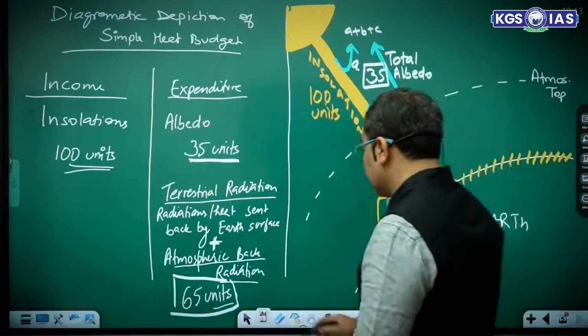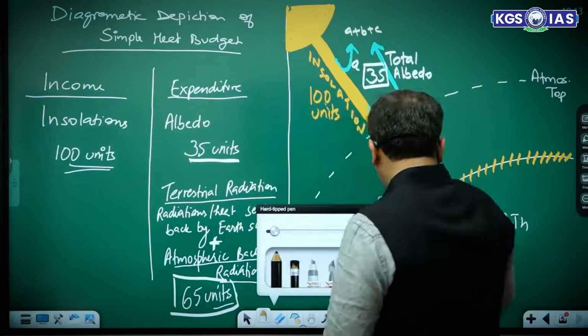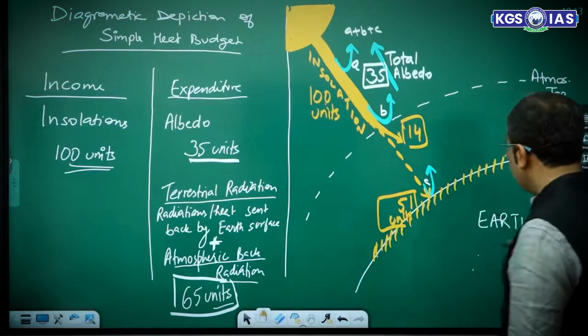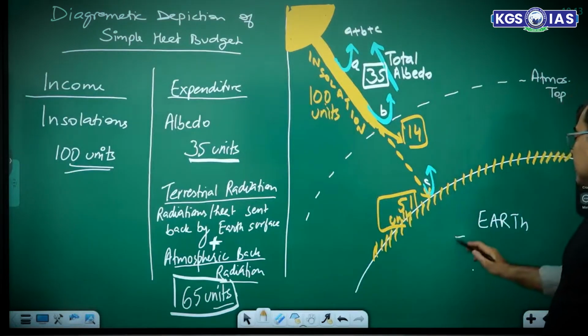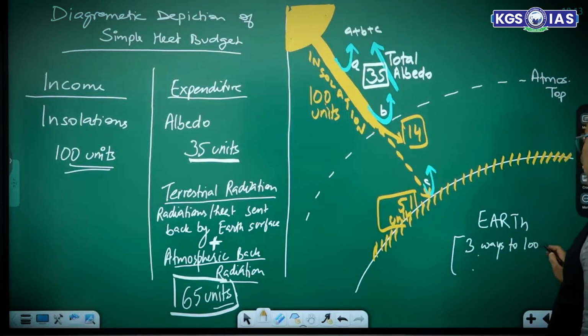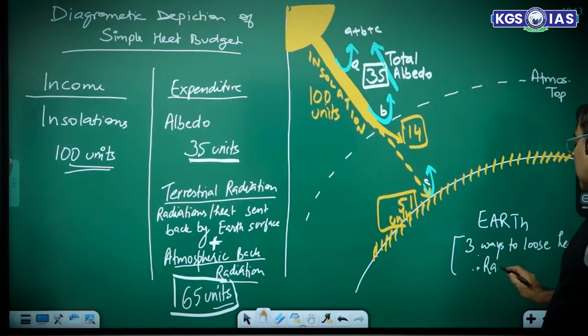So everyone, please pay attention and keep drawing on this itself. What will happen is, planet Earth has 3 ways to lose heat. What are the 3 ways? You already know that. Radiation, conduction, and convection.